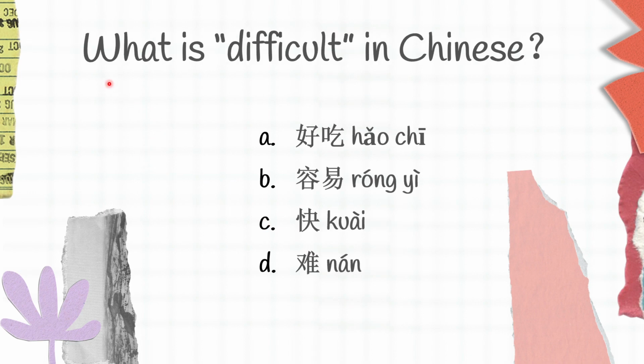The next question here, what is difficult in Chinese? So we have A. 好吃, B. 容易, C. 快 and D. 难. So I will explain it later, so please try to guess.